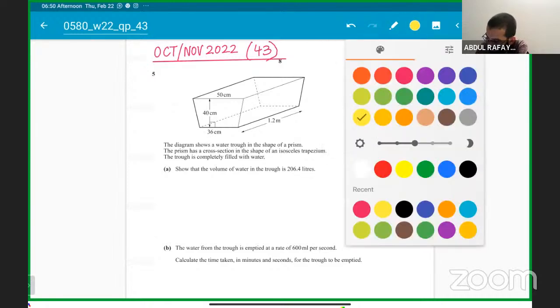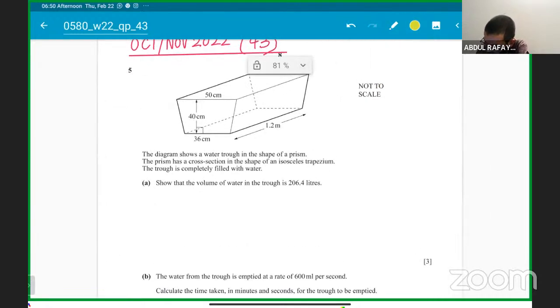So this question says that the diagram shows a water tray in the shape of a prism. The prism has a cross section in the shape of an isosceles trapezium. This is basically what they're talking about, the isosceles trapezium. Show that the volume of the water in the tray is 206.4 liters.